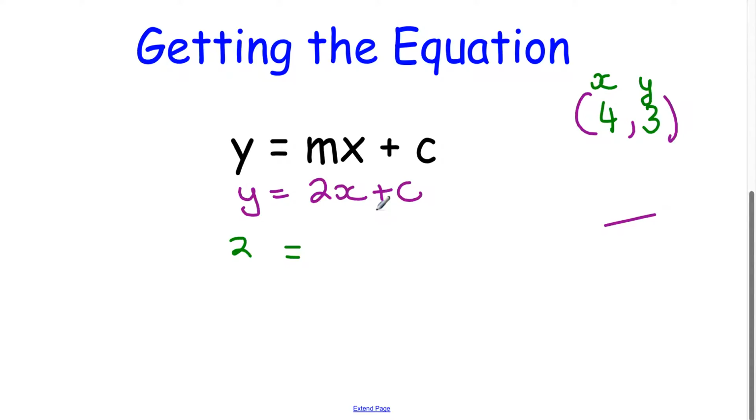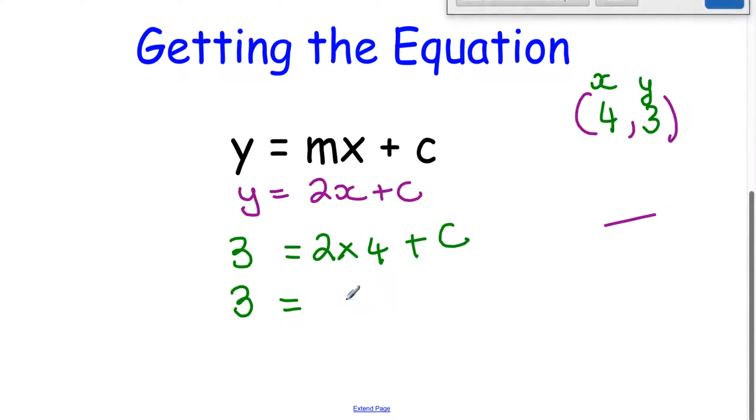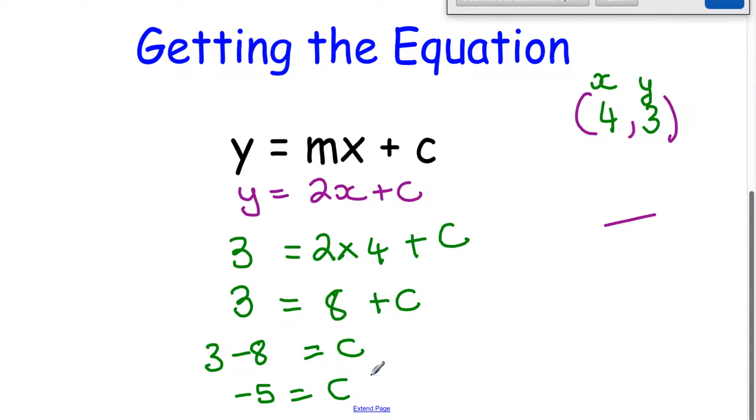So y is 3, 4 is x, so we've got 2 amounts of 4, and then we've got plus c. So now I'm going to start to solve this equation. Let's do 2 times 4 first, which is 8. And then we're going to plus c. And then we're going to take the 8 over, which is going to give me c. So 3 take away 8 is minus 5. And now we know that minus 5 is c.